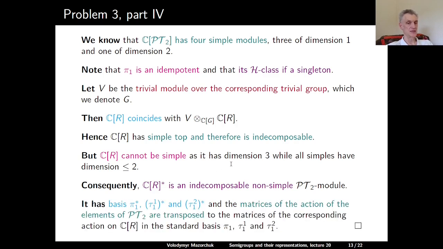So in this dualization, of course, we have the dual of the natural basis in C of R. So it consists of the duals of the elements pi1, tau1,1 and tau2,1. And the matrices of the action of the elements of PT2 in this dual basis are just transpose of the corresponding matrices of the action of those elements on C of R. And this completes problem 3.